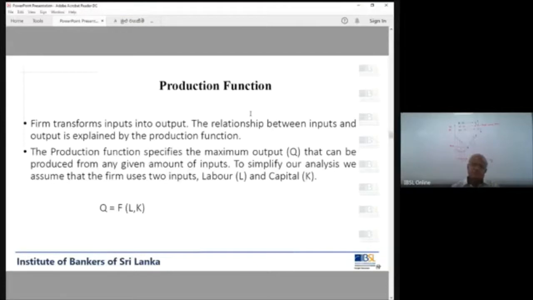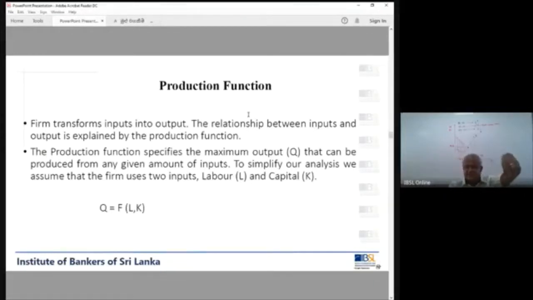Now, the specific definition of the production function. In the examination, if they ask you to define the production function, you have to give this definition. It is the relationship between output and input. Definition: the production function specifies the maximum output that can be produced from any given amounts of inputs. To simplify our analysis, we assume that the firm uses two inputs, labor and capital. Using 4 workers and 3 computers, if the maximum output is 100, that is the production function.